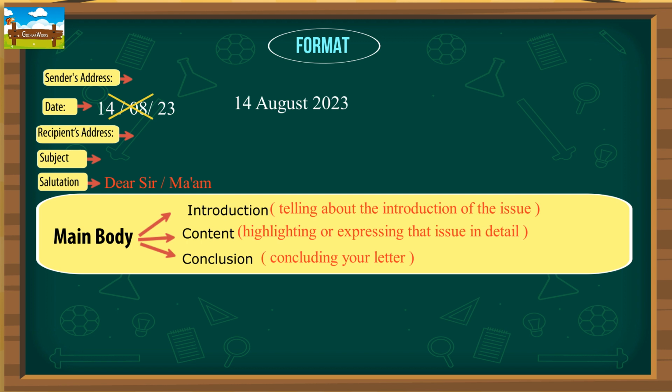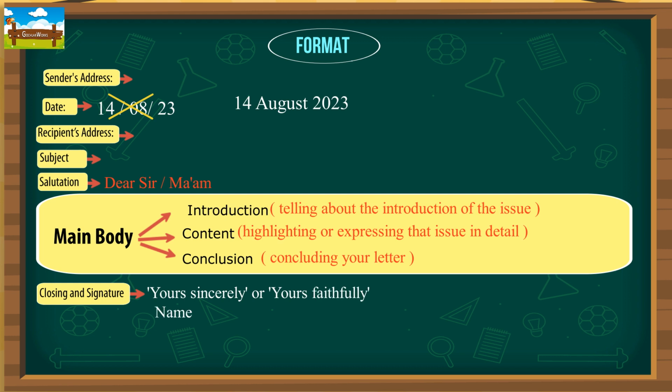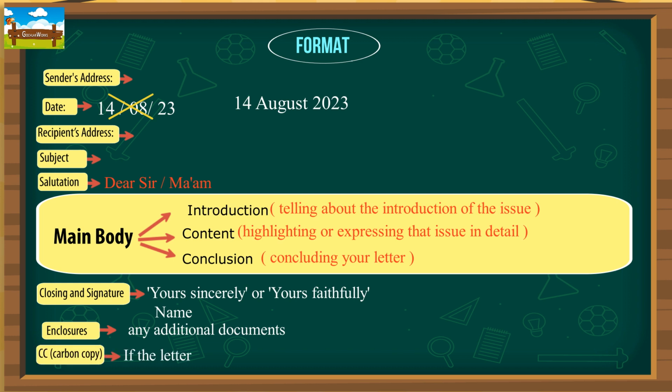After this, you have to leave a line and write the closing and signature. You can close with phrases like Yours sincerely or Yours faithfully, followed by your name and signature. Enclosures. If you're including any additional documents, list them here. CC, carbon copy. If the letter is also intended for another person, list their name and address here.